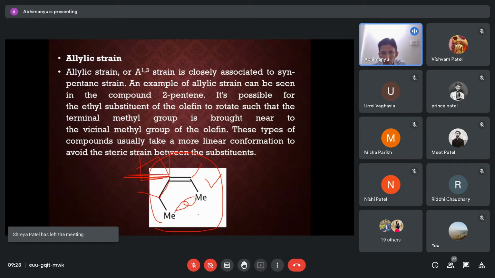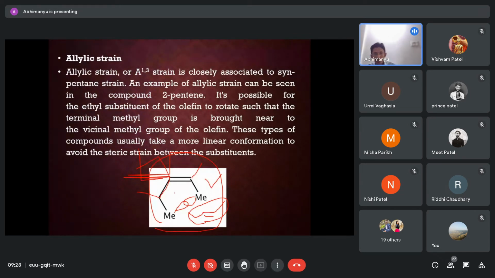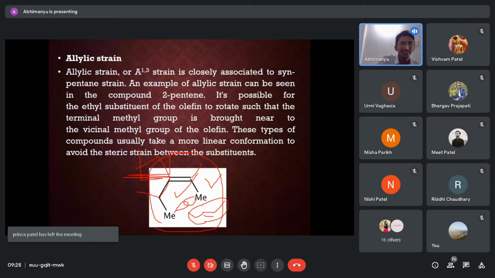If I draw another example with the same methyl, the repulsion of methyl and methyl is almost negligible. It is also a conformer, also a rotamer. But in these rotamers, the repulsion between the orbitals of one methyl and another methyl is very little. So repulsion is almost negligible, and there would be no allylic strain. But in the example shown on the slide, yes, repulsion is possible. So it is the example of allylic strain.